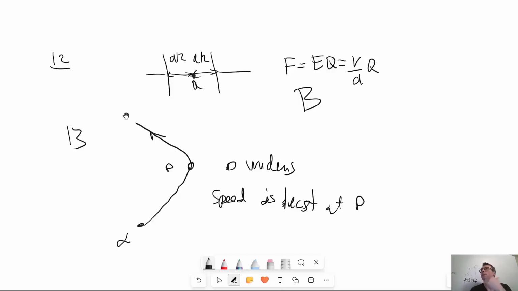Why is that? Because at that point you have the maximum conversion of kinetic energy to electrostatic potential energy. So at that point KE is a minimum and potential energy is a maximum.